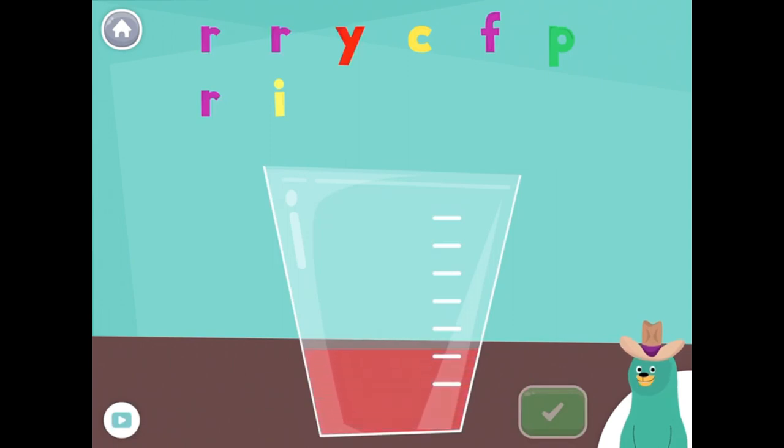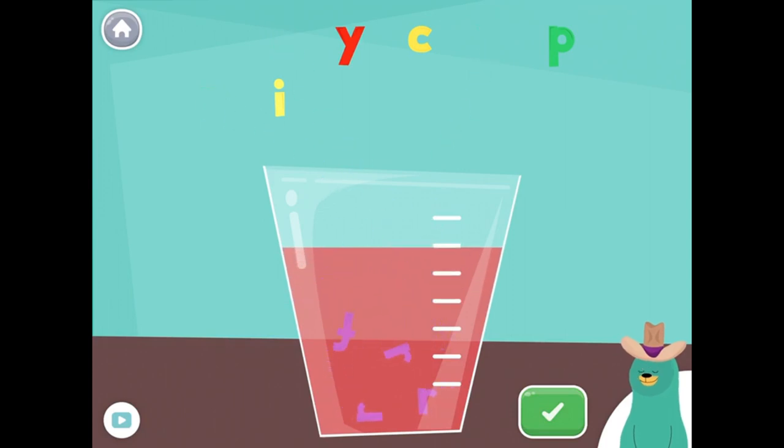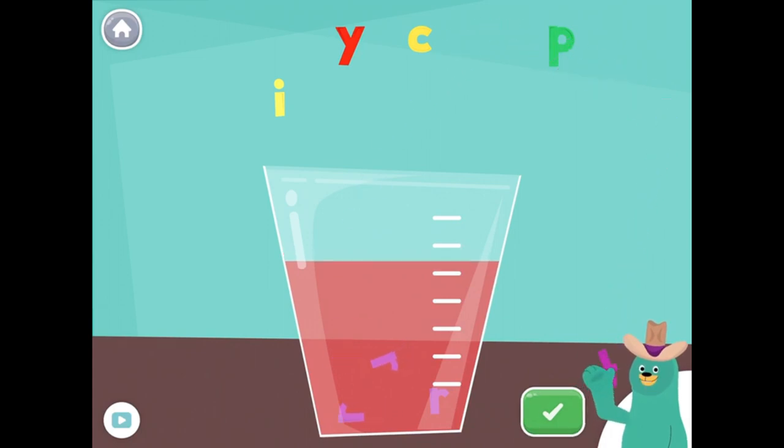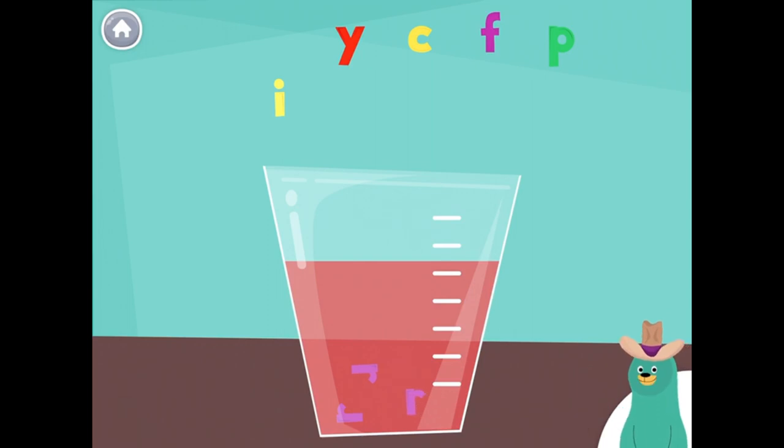Drag the letter R into the glass. R. Oops! Drag the letter R. Great! You put the letter R into the glass.